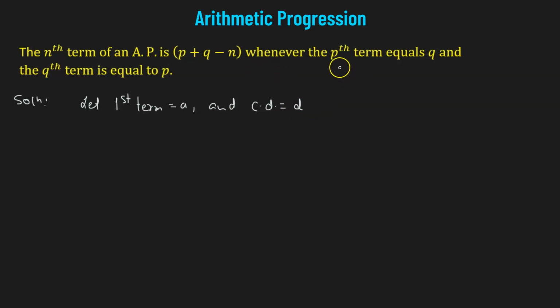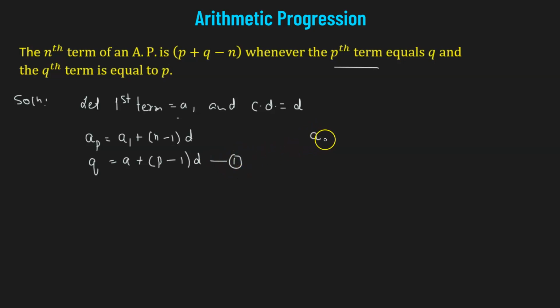So here we'll start with the first condition, that the pth term equals q. The pth term will be given by the first term a1 plus n minus 1 times d. This is the general formula. So here a1 is our first term a, the n will be our p, so p minus 1 times the common difference d. So this is the pth term, and it's given that this value equals q. So we have q equals a plus p minus 1 multiplied by d. We're going to label this as equation number 1.